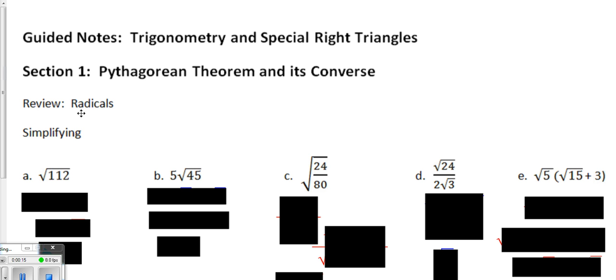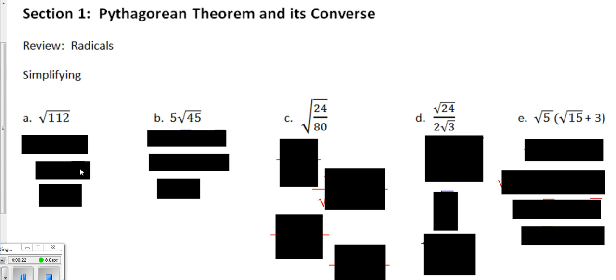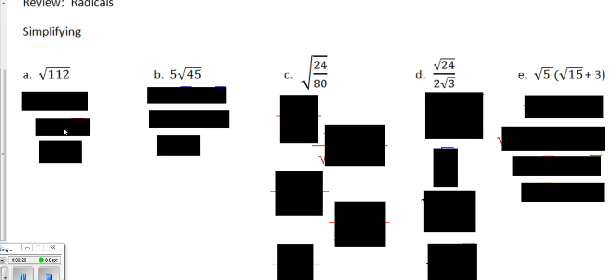Remember, radicals are basically just anytime we have a square root symbol over our number. Those are called radical numbers. They can also be called irrational numbers if they don't actually simplify. So first we're going to go over simplifying radical numbers.